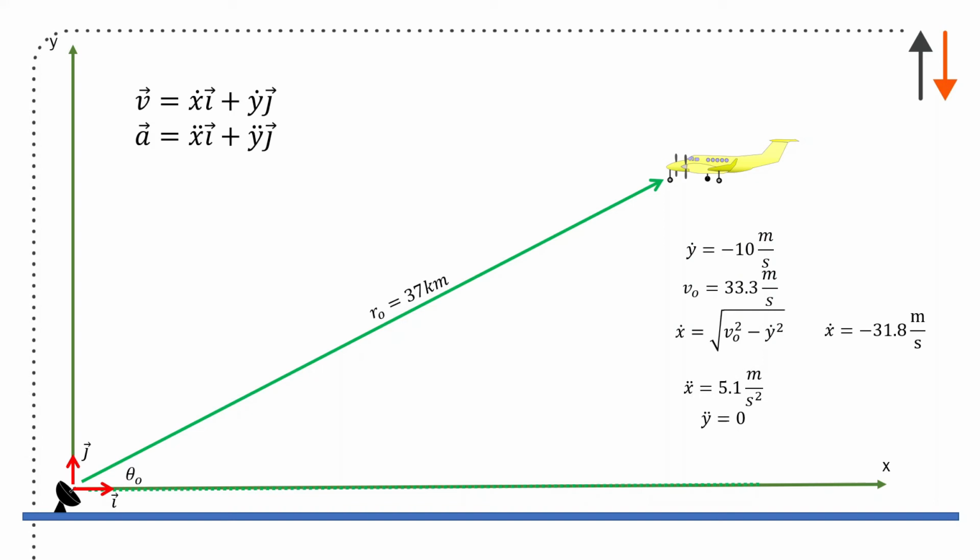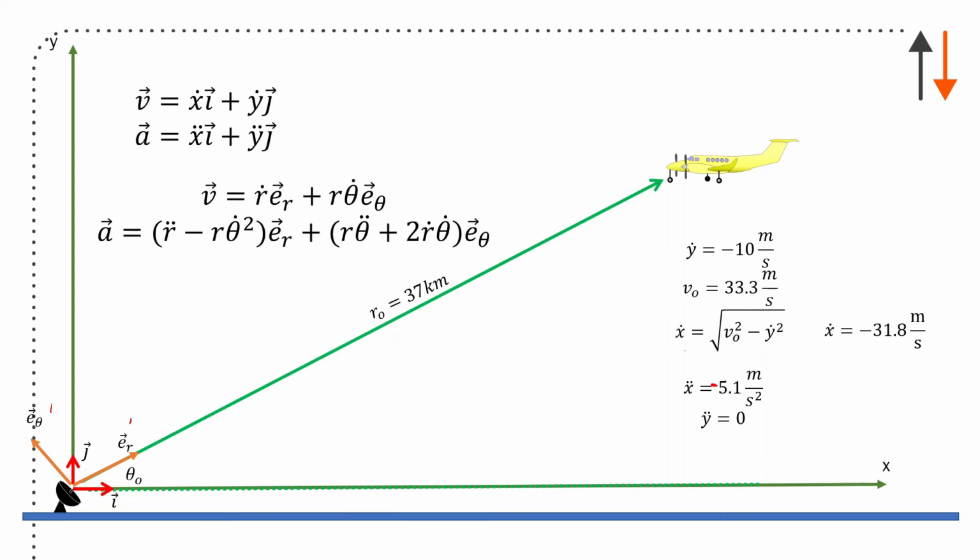x double dot is given to you as minus 5.1 meters per second squared, it's decreasing, and y double dot is equal to 0. So I'm going to define on here my other coordinate system, the unit vectors e_r and e_theta, and you can see them there. Now, of course, these are not unit vectors because they're really long compared to i and j, but bear with me, I'm drawing this by hand.